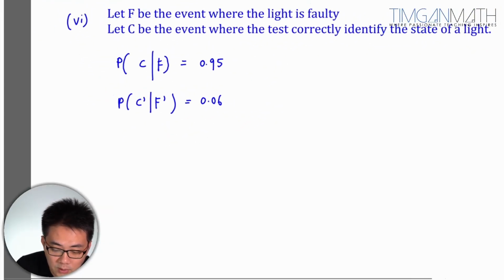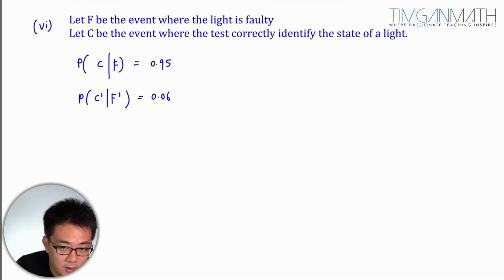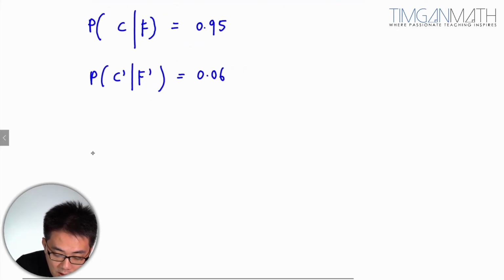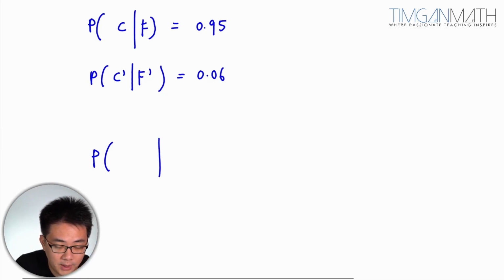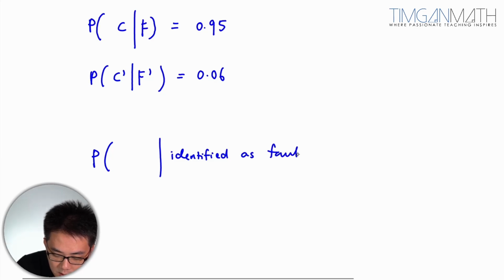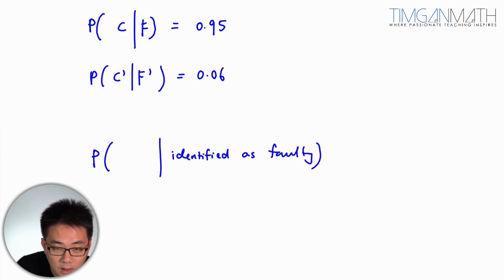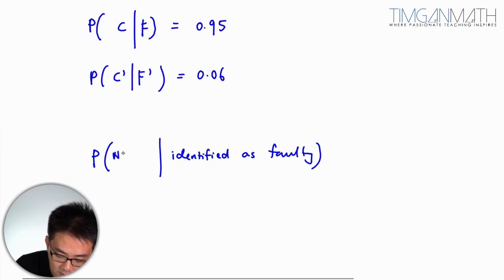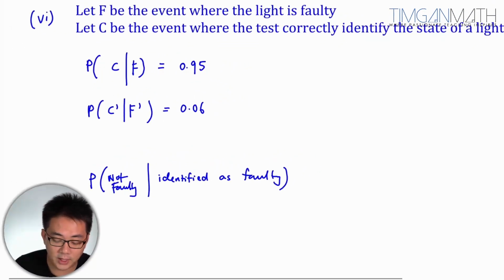Find the probability that a light identified as faulty is not faulty. Essentially, you have already identified it as faulty by the quick test. This is one, and after which you also need not faulty. Quick test is not faulty, so this is not faulty. It may seem like you could express this in terms of CNF, but it's not. I'll try and explain later.